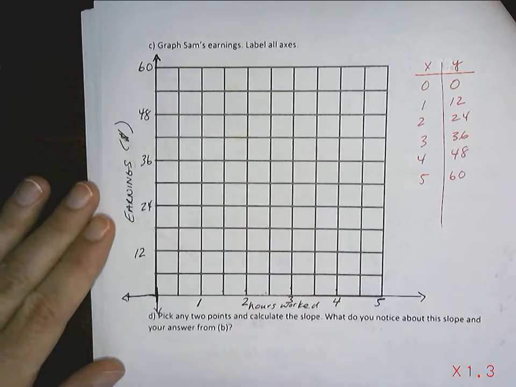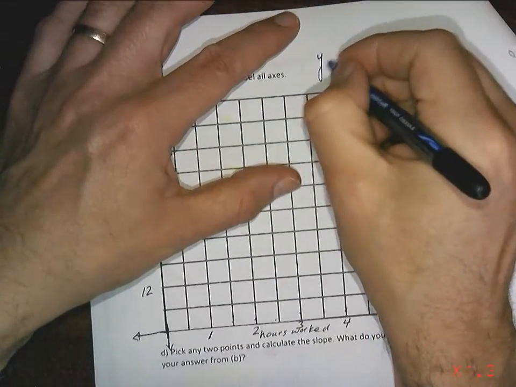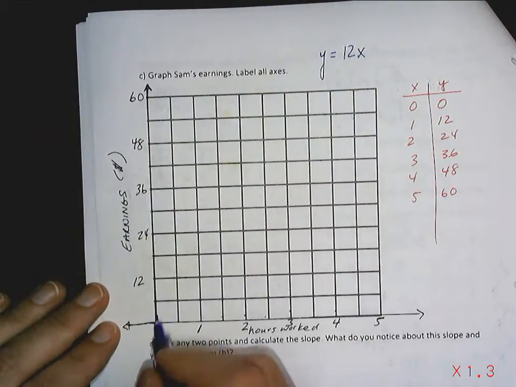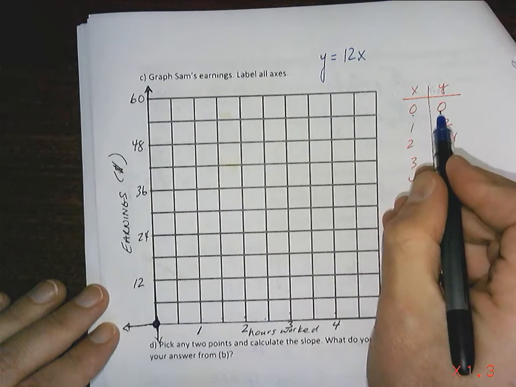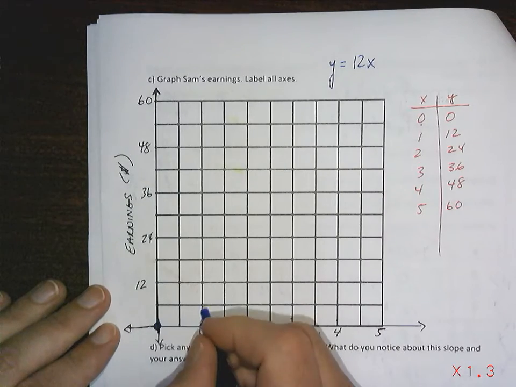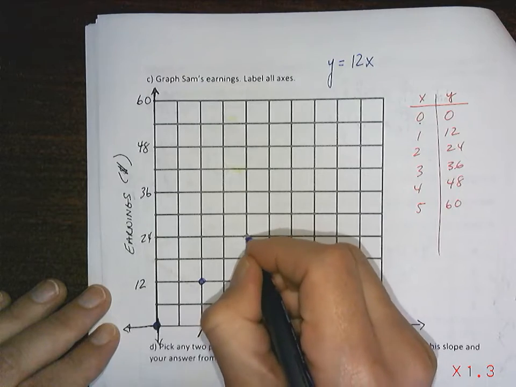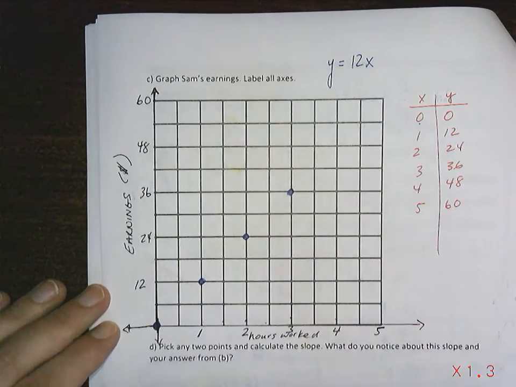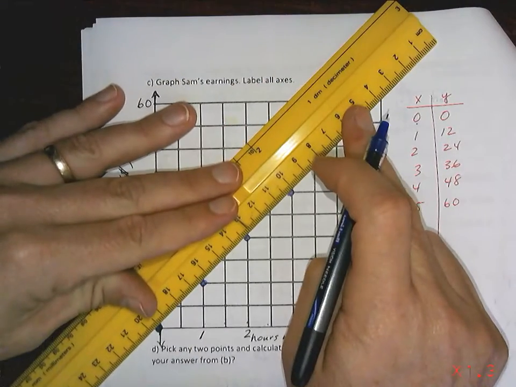So if I plot my points, remember what the equation was. The equation that we worked out was 12x. That means if he worked 0 hours, he gets 0 pay, so that point is 0, 0. This point's 1, 12. This point's 2, 24. 3, 36. Do I need all the points to get the line? No. I need enough to make sure that I'm not going to make a mistake.